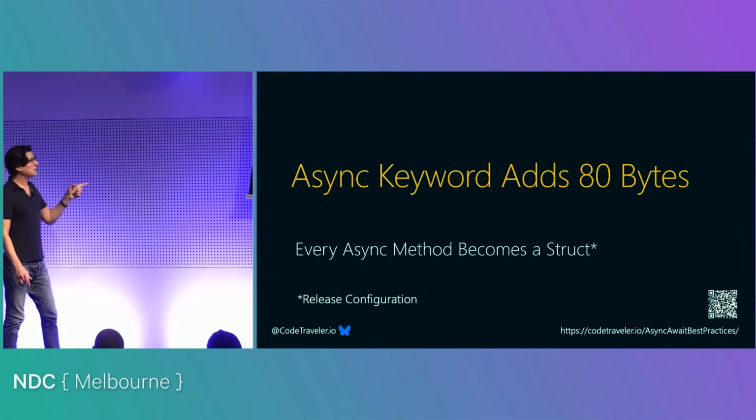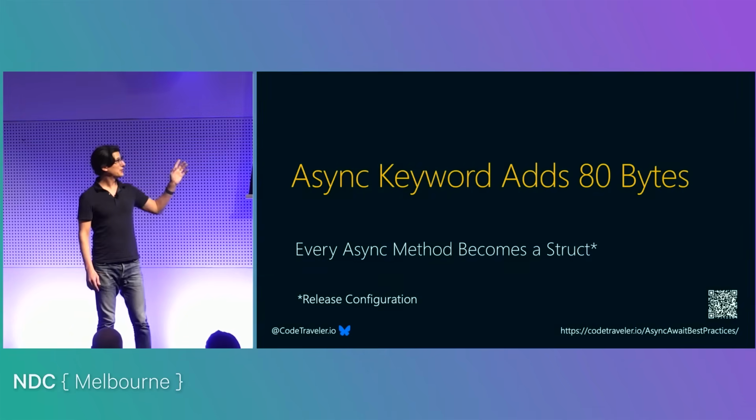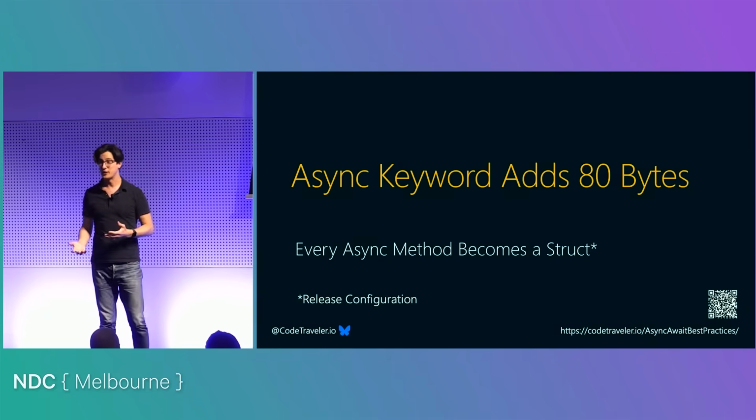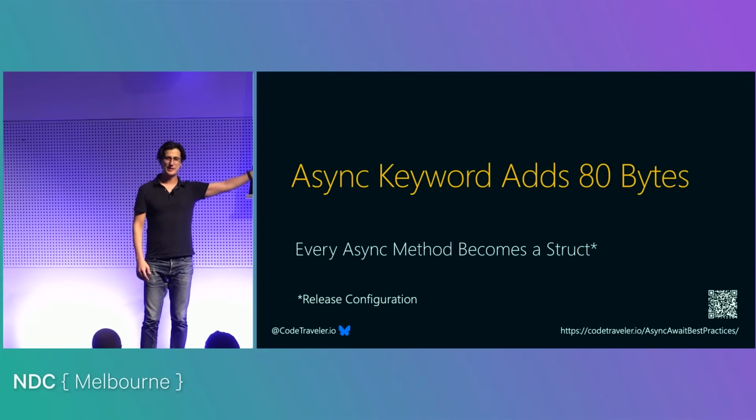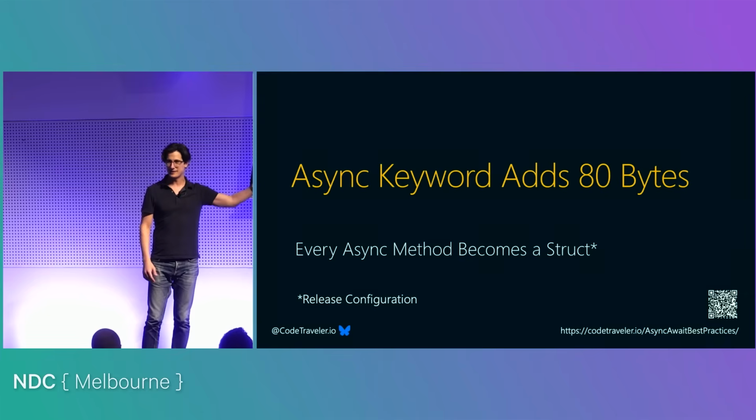The async keyword adds about 80 bytes. This is just because of all that compiler-generated code. Now, this is 80 bytes. This is really not a big deal. I'm not talking 80 megabytes. I'm not talking 80 gigabytes.